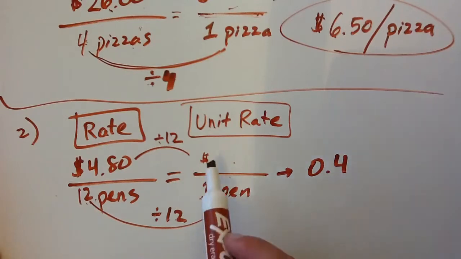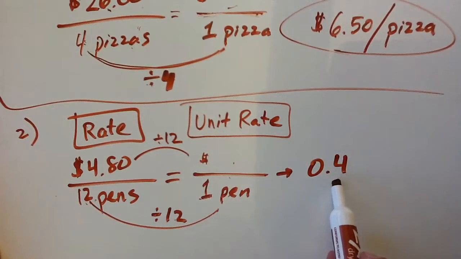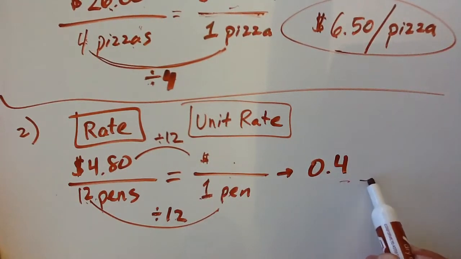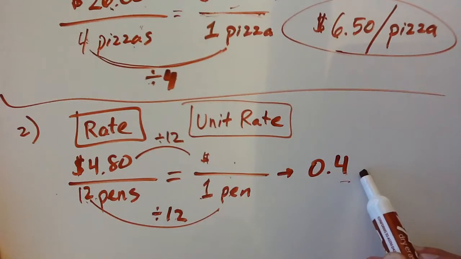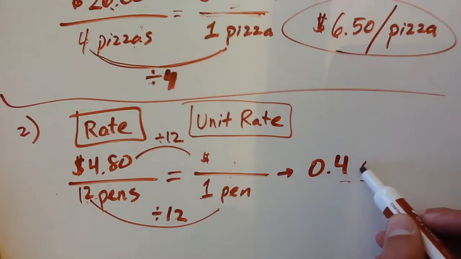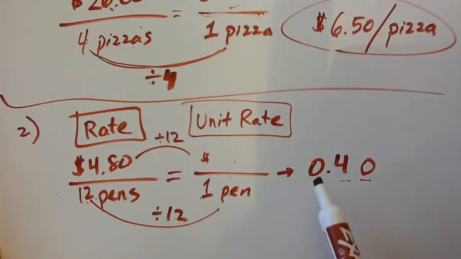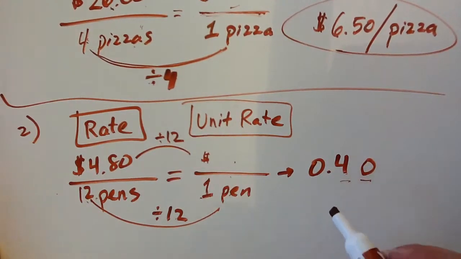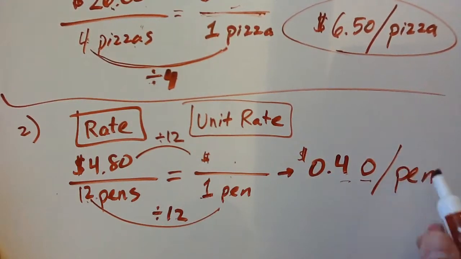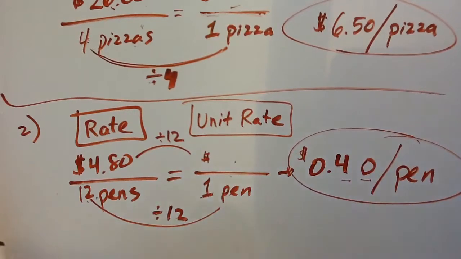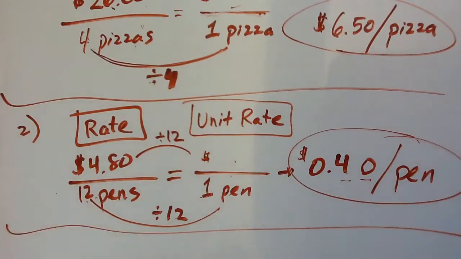But again, we're dealing with money. And so how much money is this? Well, money has 2 digits after the decimal, right? It has this digit and this digit. And if you don't see this digit, we could add a placeholder 0 there. And so this amount of money would be 40 cents, right? It's 40 cents per pen. It's 40 cents for every pen. That is the cost per pen.